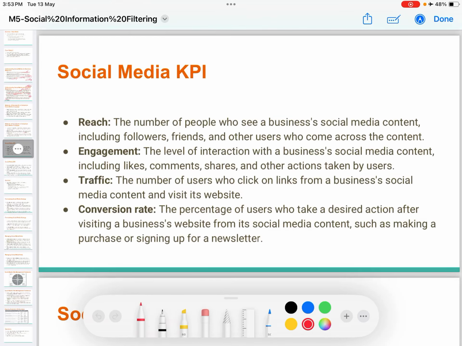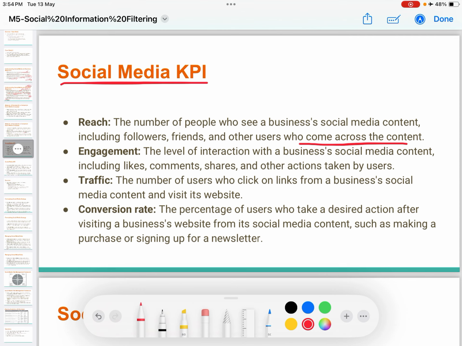Social media KPI. Reach. What do you mean by reach? The number of people who see a business's social media content, including friends, followers, and other users who come across the content.